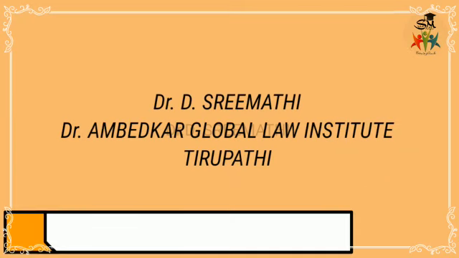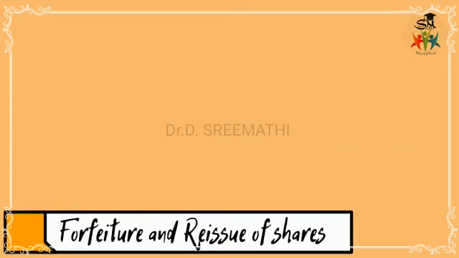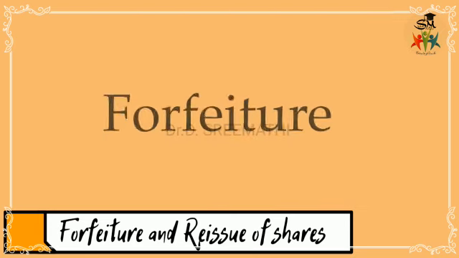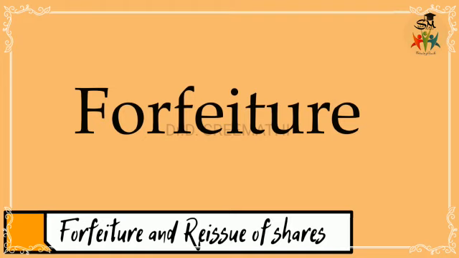Today we are going to see the reissue of forfeited shares. So you know what forfeited shares are? It is getting back the shares of a shareholder who has failed to pay the allotment or call money. Here the board of directors can reissue such shares at their convenience on such terms as they see fit. That means they may reissue at par, at a discount, or at a premium.